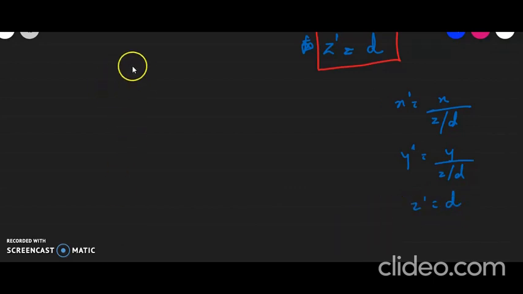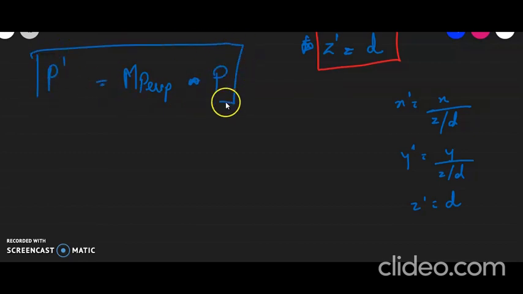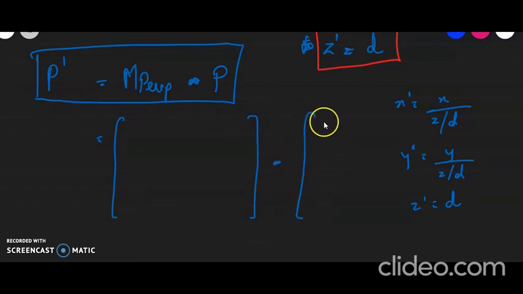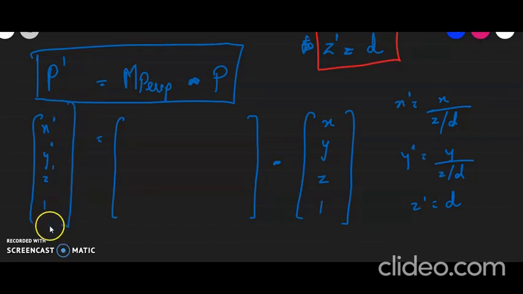Now we will see our matrix, and like any other matrix format, it is your perspective projection matrix. So M perspective multiplied by your P matrix should give me the P dash matrix. This remains the same in all the transformation matrices. So now comes your M perspective matrix multiplied by X, Y, Z and 1 to get X dash, Y dash, Z dash and a 1.